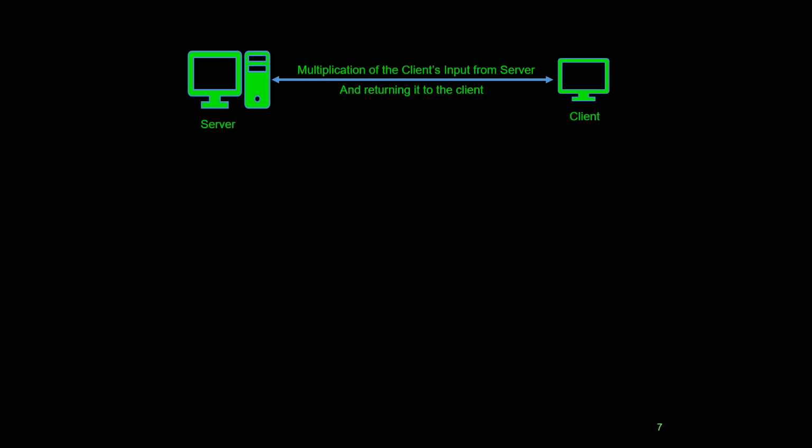So this is the scenario that we're doing today. The server waits for the client's connection, and when the client connects, the client inputs a set of numbers, and the server does a simple calculation, which in my scenario is to multiply it by two and return it to the client.